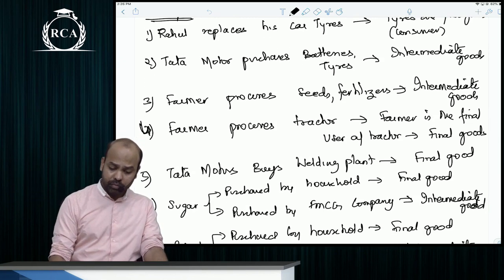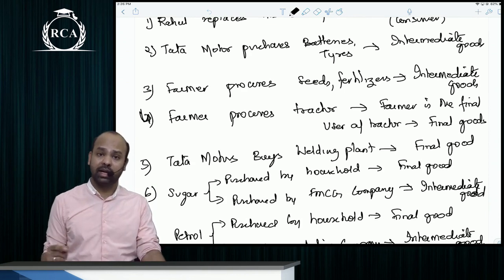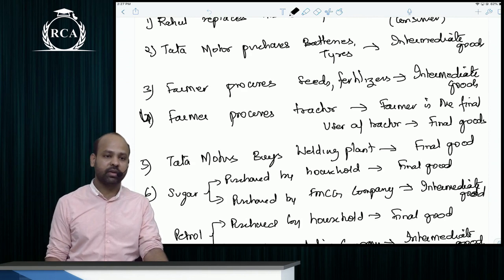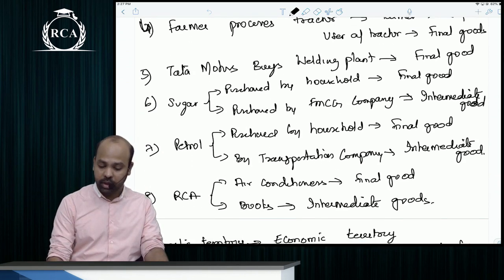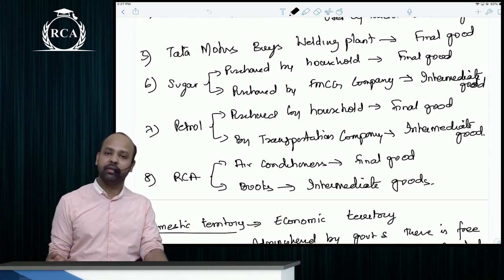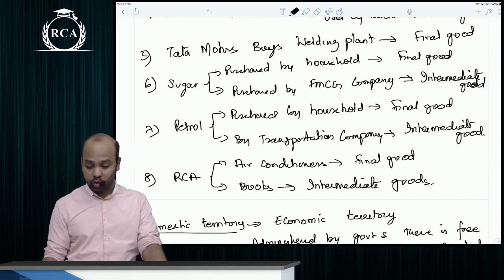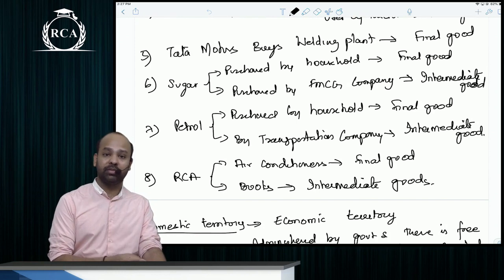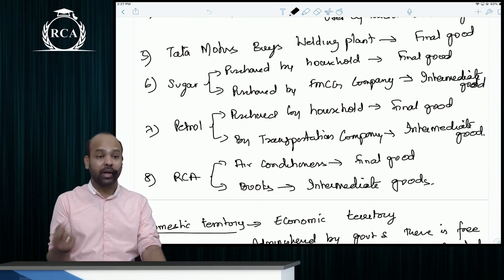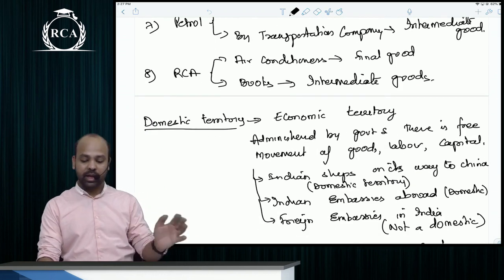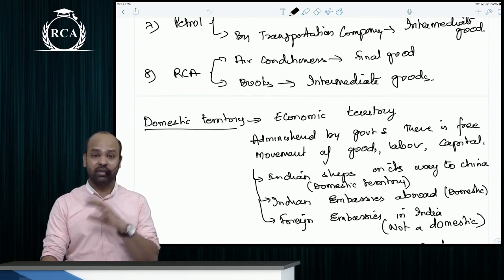And then I said a farmer producing a tractor, that's a final good. But if a farmer is procuring seeds or fertilizers, that will be an intermediate good for them. Tata Motors buying a welding plant will be a final product for them, an investment good. Petrol purchased by a household is a final product, but petrol purchased by a transportation company is an intermediate product. RCA is buying air conditioners, books. I gave these examples later as well.